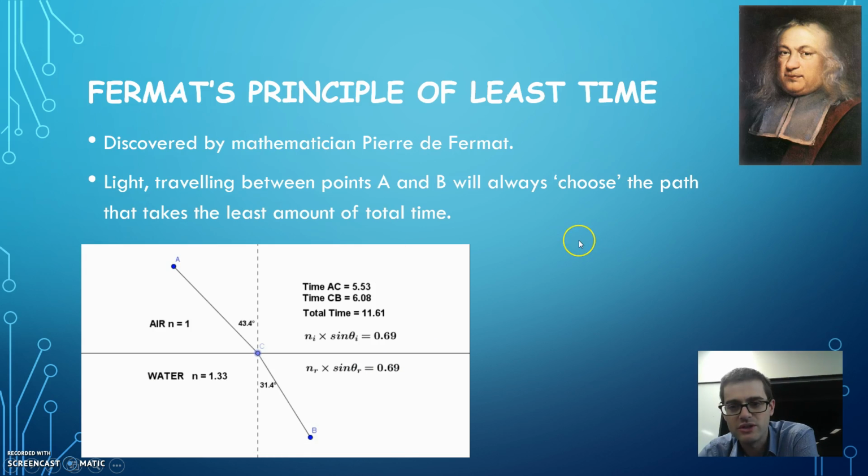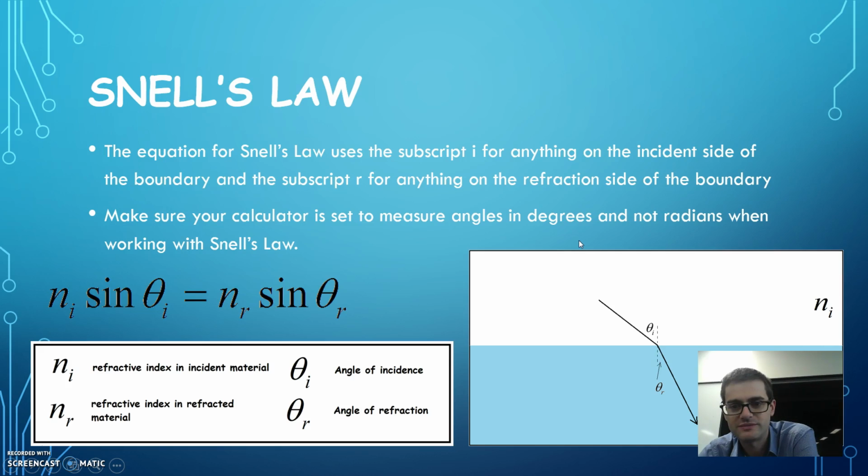So that brings us on to Snell's law. Okay, so this is Snell's law here down the bottom. Ni, the refractive index in the incident material, times sine of theta I, where theta I is the angle of incidence, is equal to Nr, which is the refractive index in the refracted material, times the sine of theta R, where theta R is the angle of refraction. Those two things will always be equal for a light ray that's passing from one material into another.